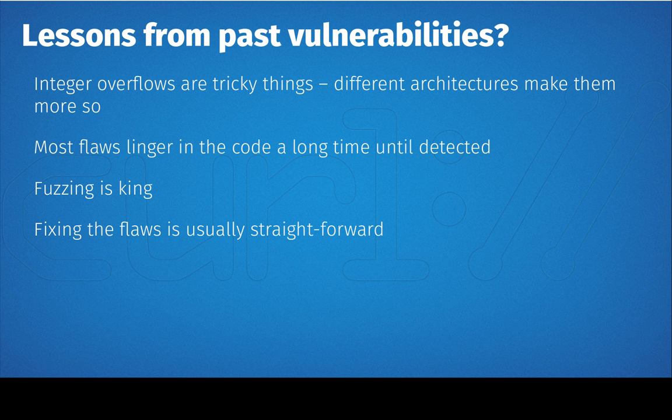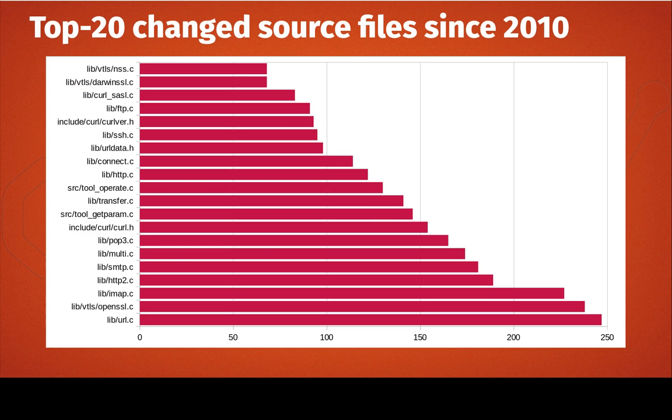Think about it. Actually, Git is surprisingly bad at showing. All right, bug bounties, I'm going to come back to bug bounties. Git is surprisingly bad at showing. I wanted to see which files have been changed the most number of times since 2010. URL.c and OpenSSL.c. Amusingly enough, IMAP.c, HTTP2.c, SMTP.c, Multi.c, POP3.c. So, pretty much the ones we would suspect.